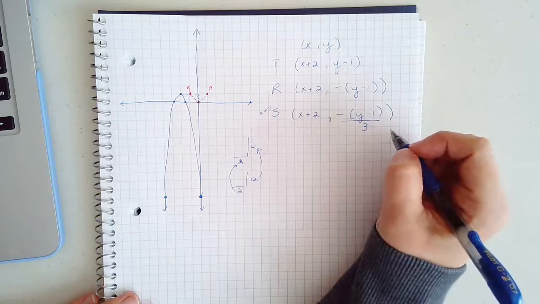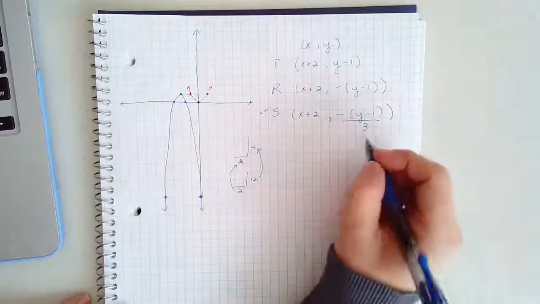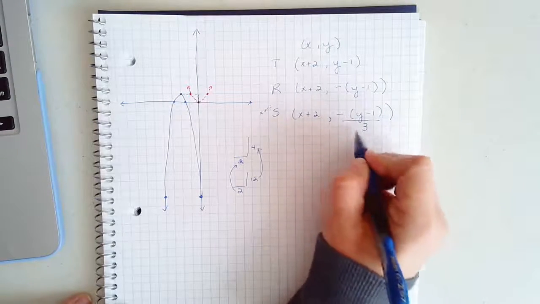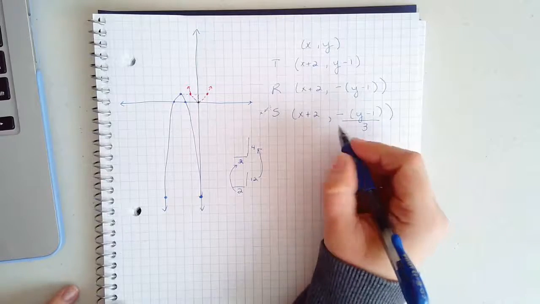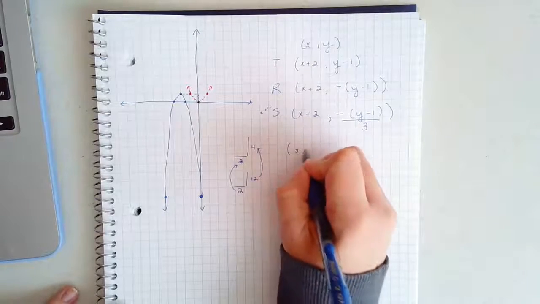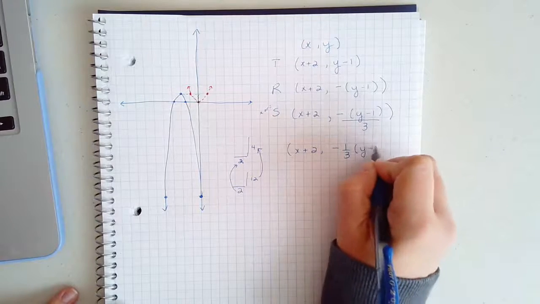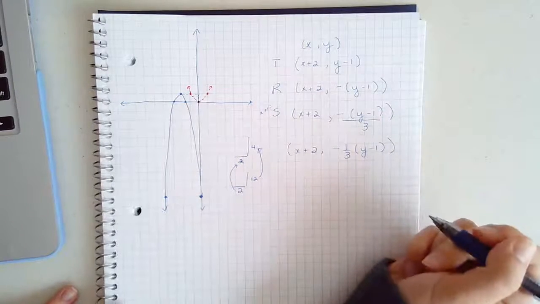Okay, so now I've got this, and I don't like this. This is clunky. Parentheses, what do? Oh no. So I'm going to rewrite it. And I have negative 1/3 times y minus 1. Again, thinking about ways that make this easier. Okay, we've got all the pieces. Now we have to build our function.